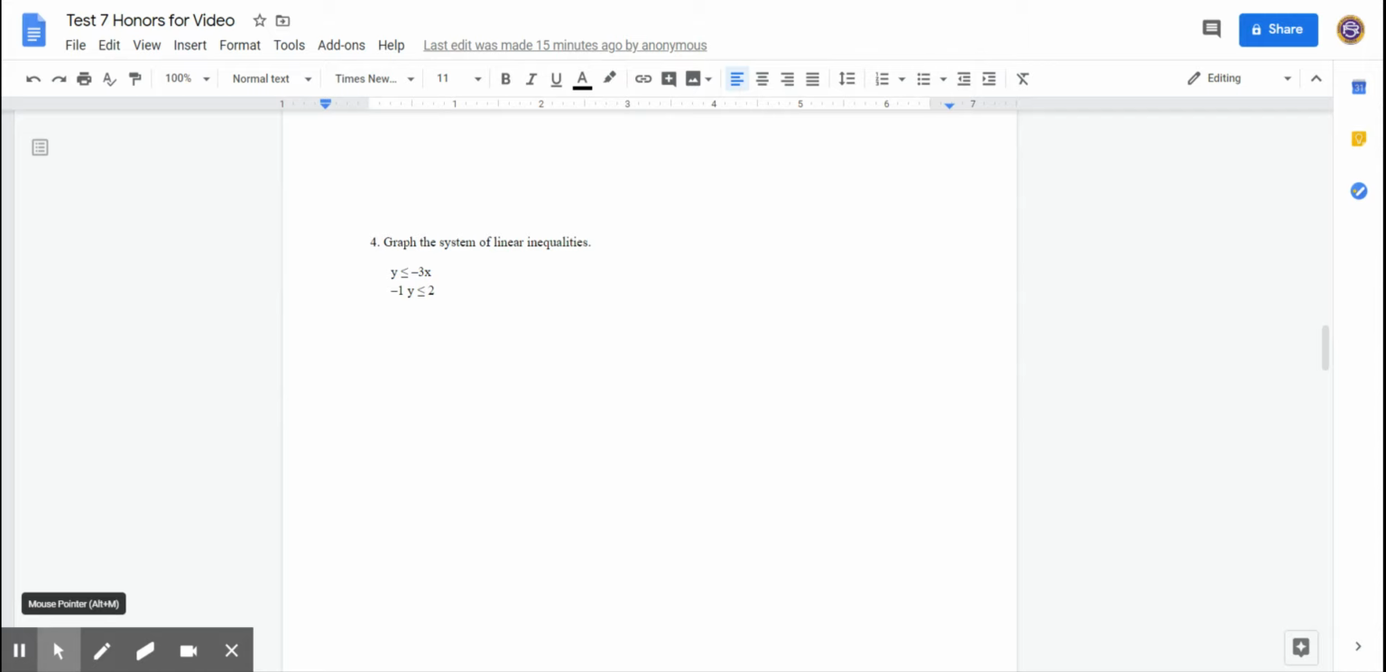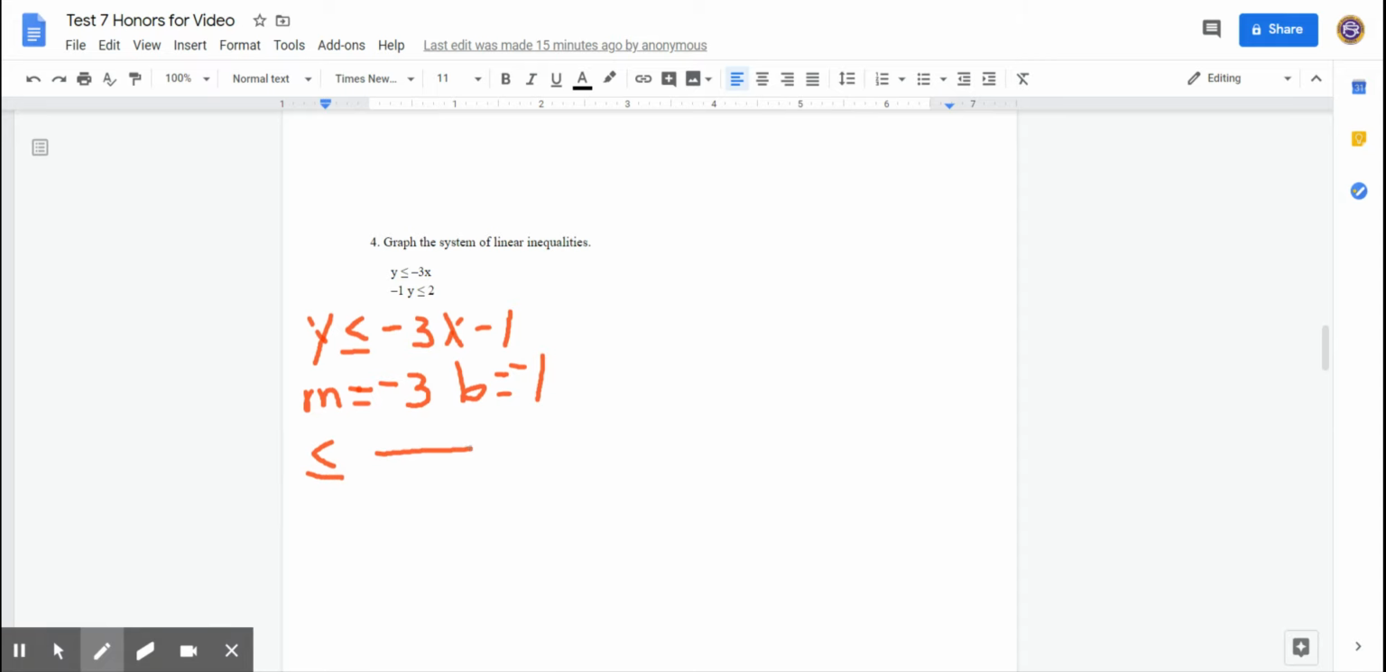Next one. Same situation, you have inequalities. So y is less than or equal to, let me just make sure. Yes, I don't know why these numbers are getting all goofed up. So y is less than or equal to -3x minus 1. So the slope is -3 and your y-intercept is -1. Again, we look to see it's less than or equal to, so solid line. It's less than or equal to, so you're going to shade below.